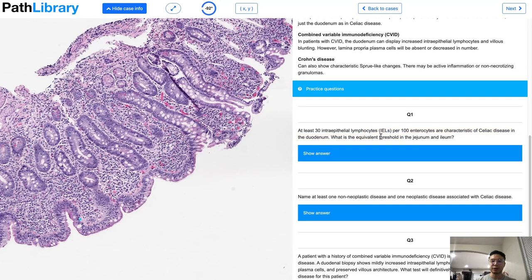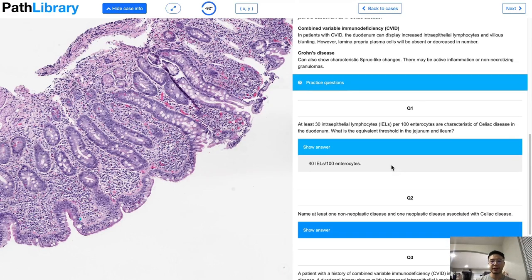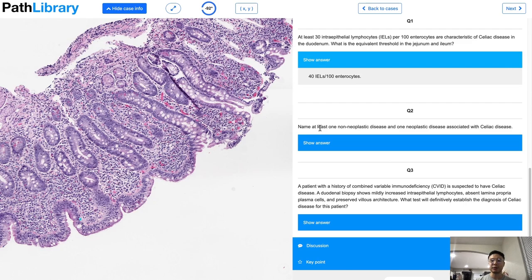What is the equivalent threshold in the jejunum and ileum? At least 30 intraepithelial lymphocytes per 100 enterocytes. I'm not sure about this. 40 intraepithelial lymphocytes. Name at least one non-neoplastic disease and one neoplastic disease associated with celiacs. Celiacs is associated with a neoplastic disease called, I think, MEITL. I forget what it stood for, but it's something like enterocytic intestinal T-cell lymphoma. And non-neoplastic disease, iron deficiency anemia.